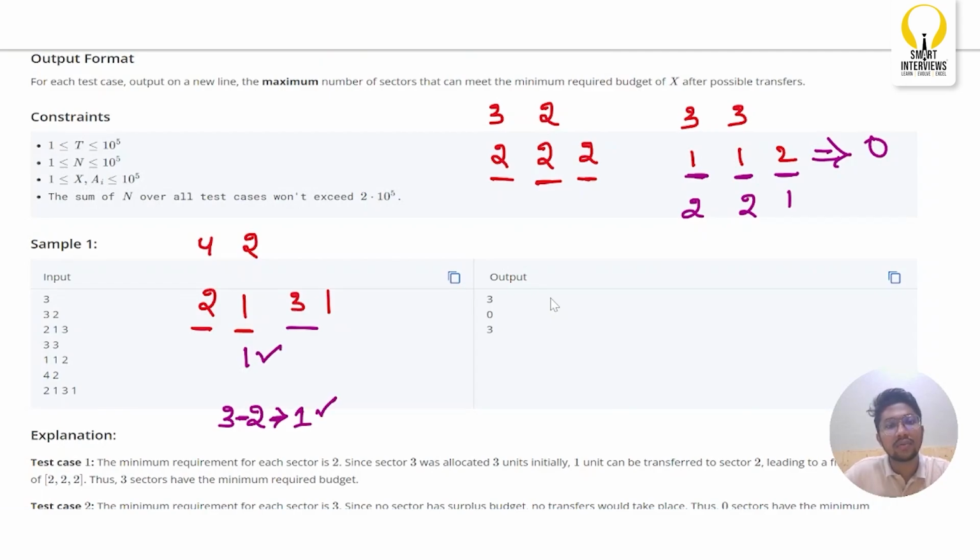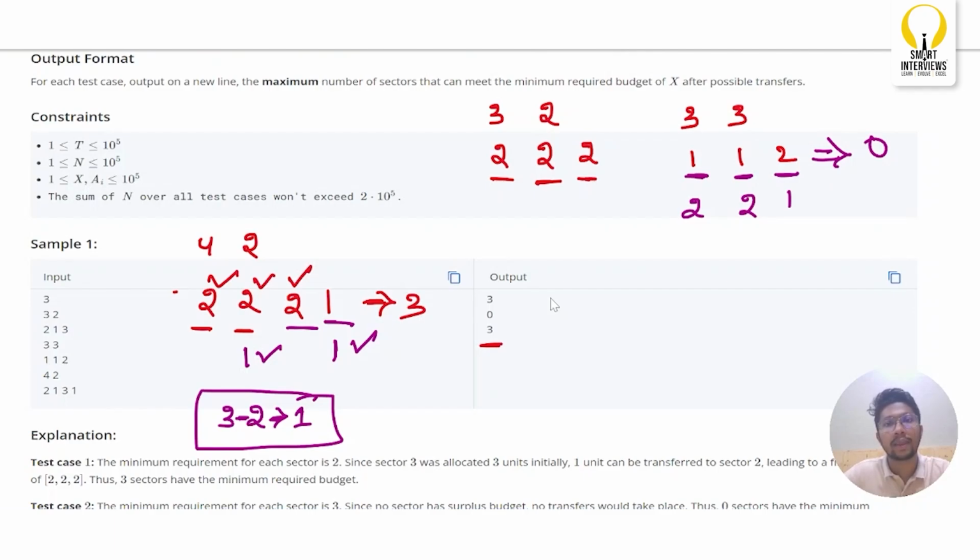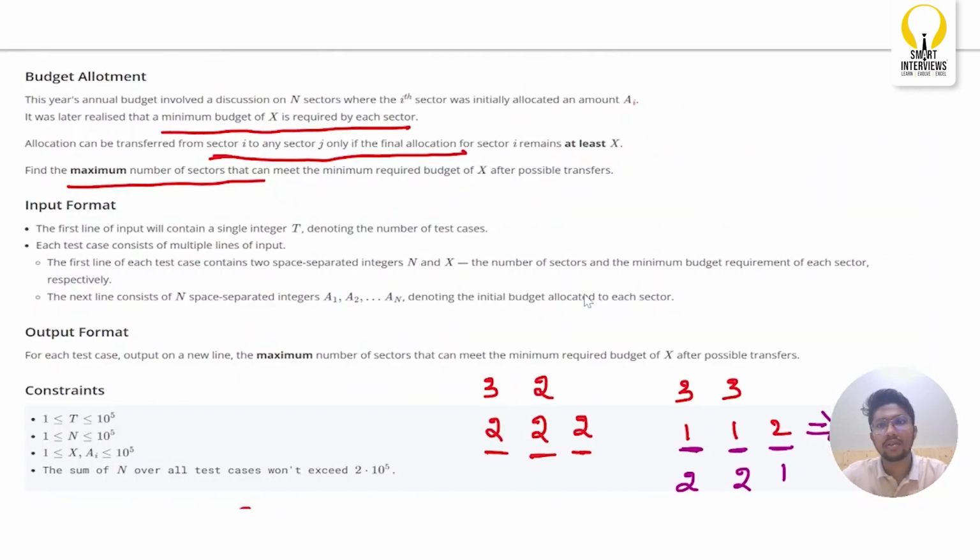Requirement is 1. We have 1. I'll check for the remaining as well. Here we have 1. So requirement is 1. So we have 1 rupee. We can transfer to either the left side or the right side. It's up to us. So I'll transfer to the second sector, nothing but here. So it will be 2 now. Now here it will also be 2. Now I'll check at last. I'll count the number of sectors which have the minimum budget: 1, 2, 3. Your output is 3. Now we are going to take a different example.